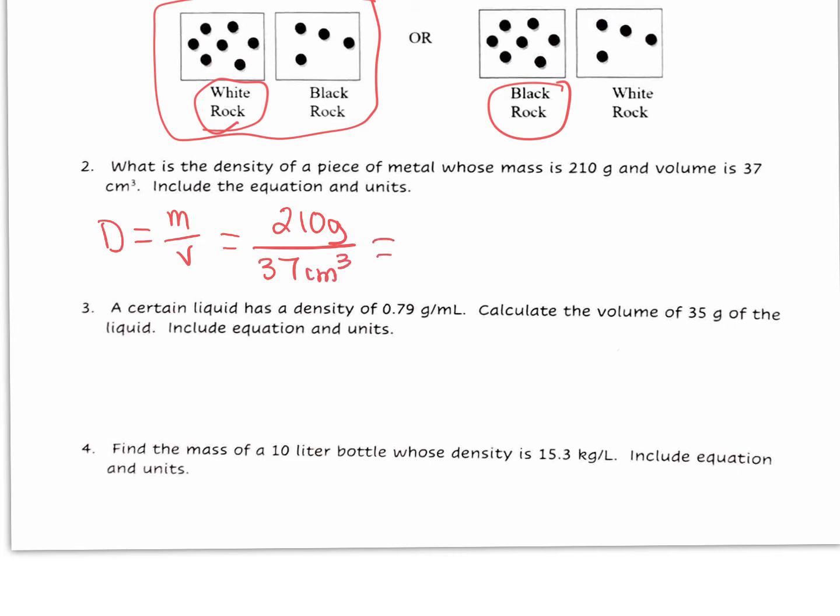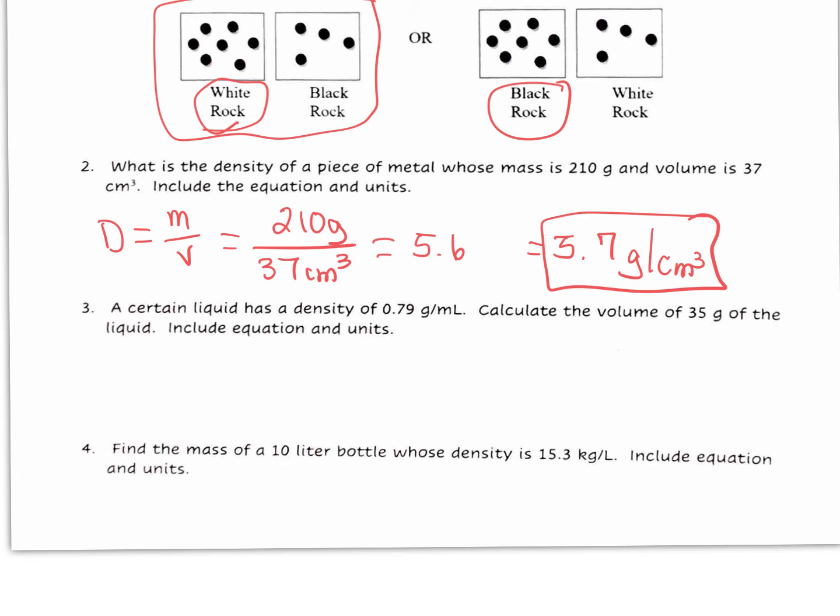Okay, so this is pretty straightforward. We put it into our calculator, and let's see, I don't have my calculator. Okay, you should get, I think it's 5.6 something. We can only keep 2 significant figures, so it's going to be 5.7 grams per cubic centimeter. So you want to make sure you keep your units, and that is the answer for number 2.